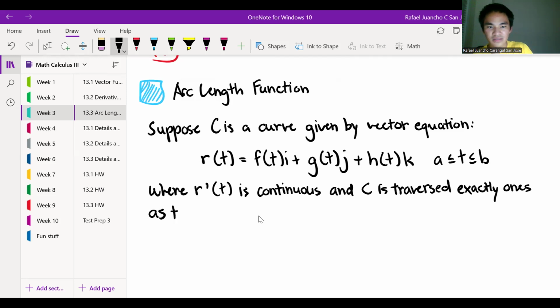As t increases. So here we're just doing a little bit of background on everything. We're just trying to be really precise here. From the A boundary to the B boundary. And so we define its arc length function to be this guy here.